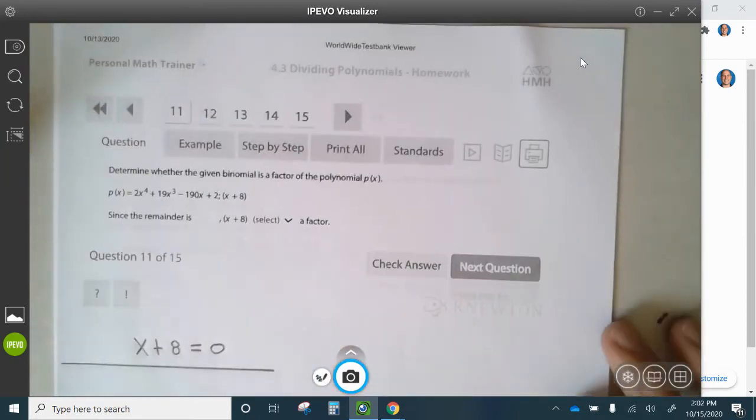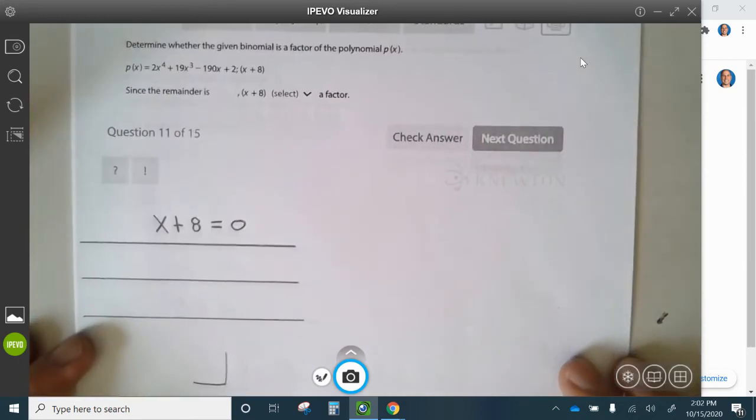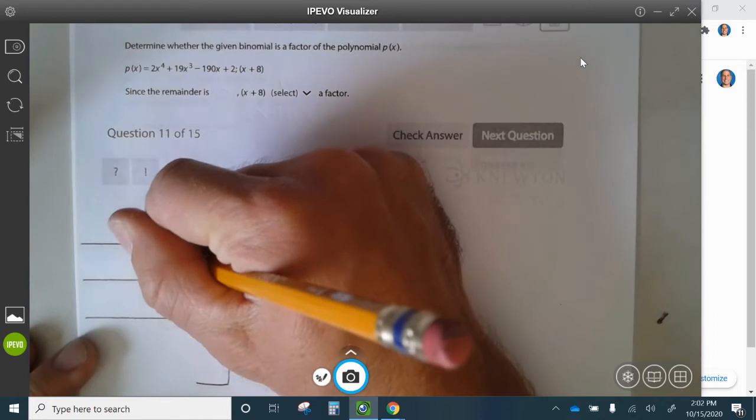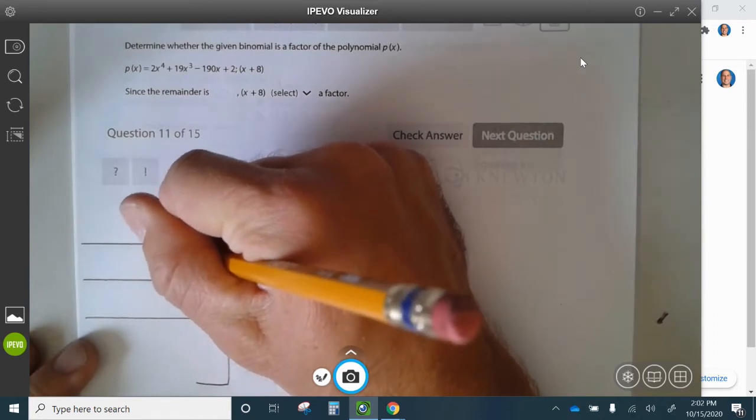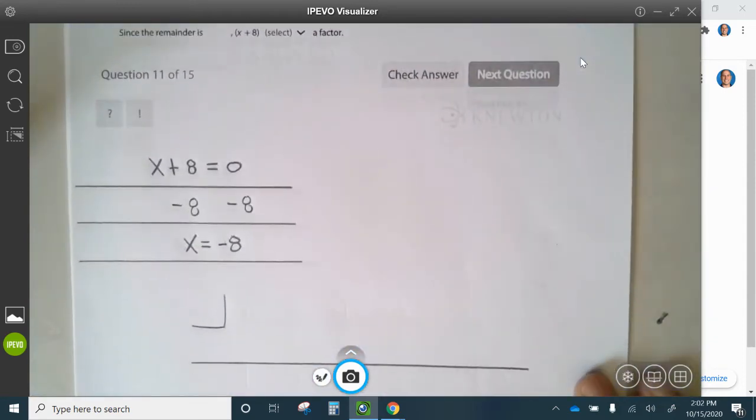Let's take a look at question number 11. Determine whether the given binomial is a factor of the polynomial p of x. To figure out if x plus 8 is a factor, we're going to first set it equal to 0 and solve. So we set x plus 8 equal to 0, subtract 8 from both sides. So x equals -8. That's your a value.